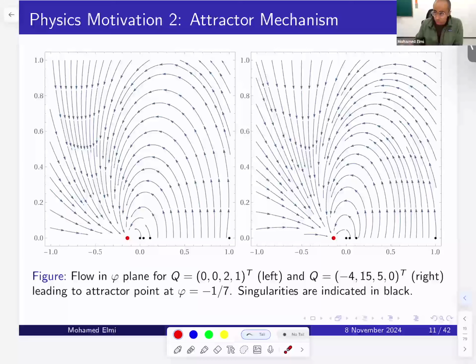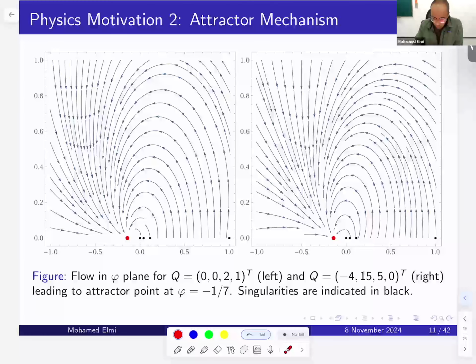So these are things you can compute. You can put them on a computer, you can compute some periods. We'll see this in a second. And you can find these flows. And you'll see that these are for different choices of charges, and they lead to the same fixed point.